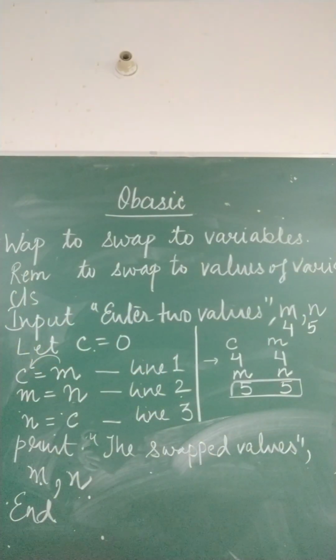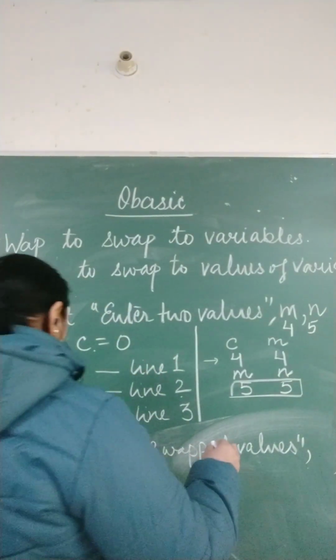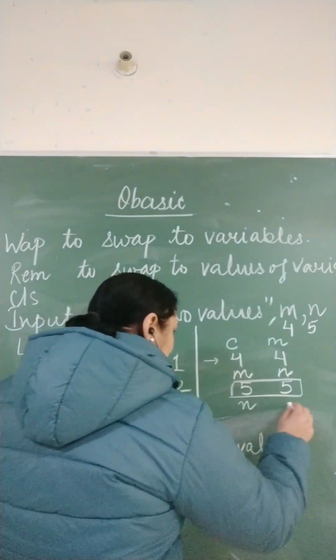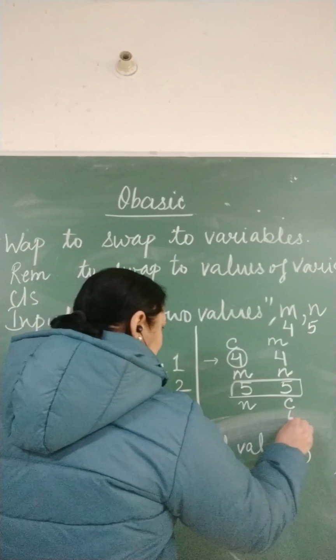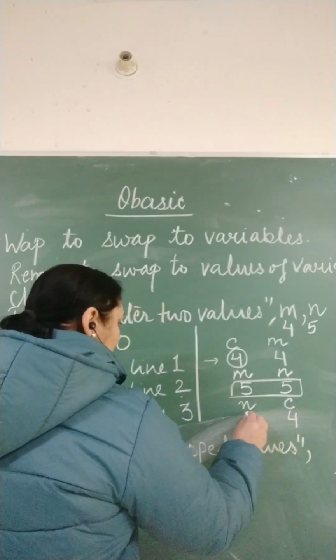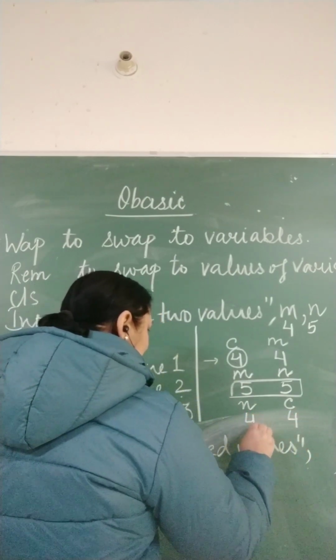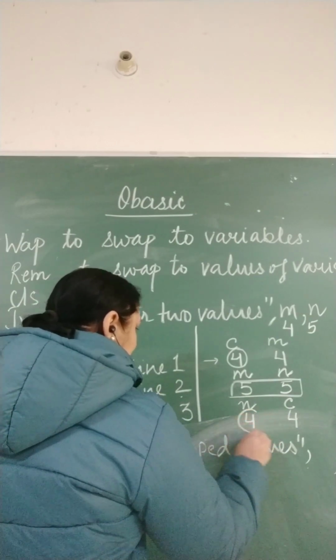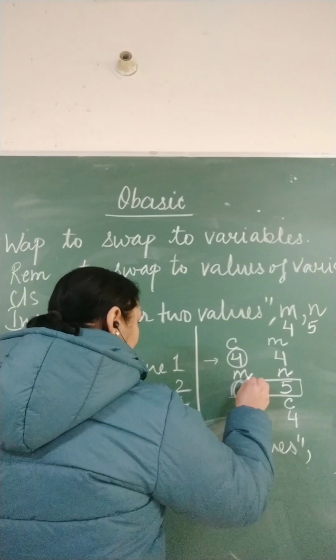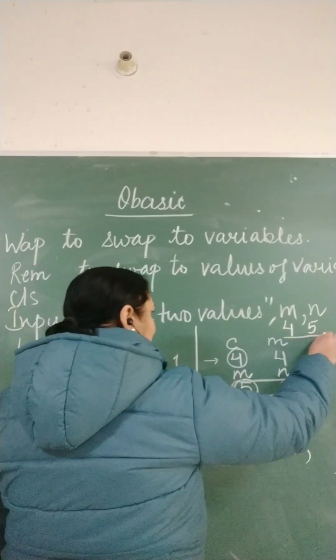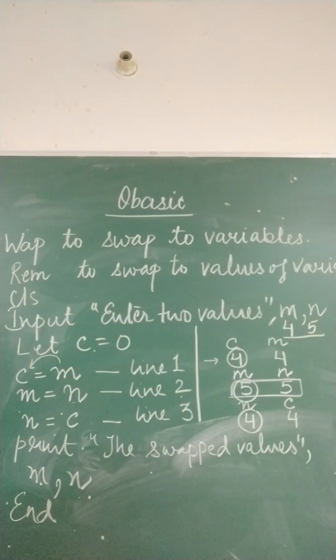Right? Now, in the next statement, what I have written? n, c. Whatever c is having, c is having this value 4. And now, what n is also having? 4. You can see n is now 4 and m is now 5. What we have entered? m is 4 and n is 5. This is how we have swapped the values.